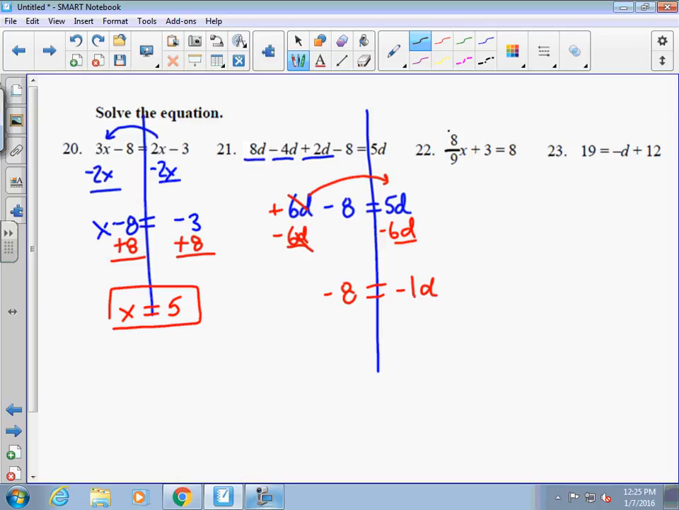In order to get d by itself, divide by negative 1 to undo the multiplication. And if you do it to the right, do it to the left. A negative divided by a negative is a positive 8.